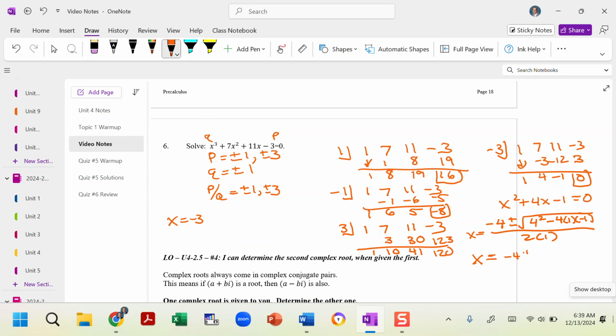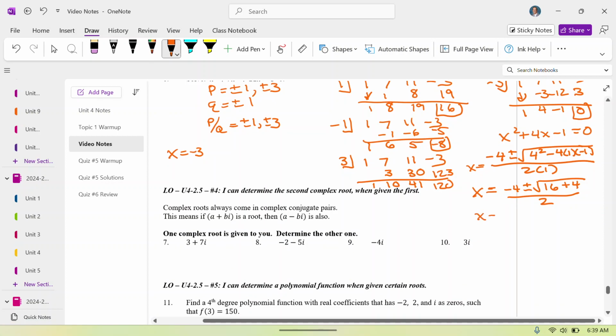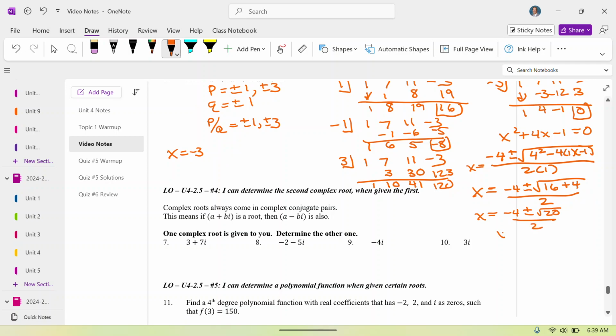So we get negative 4 plus or minus the square root of 16 plus 4 all over 2. And then it's going to be negative 4 plus or minus the square root of 20 over 2. And when you simplify the square root of 20, you get 2 rad 5. And then all of these are divisible by 2, so you get negative 2 plus or minus rad 5. So those are your other two answers, negative 2 plus the square root of 5 and negative 2 minus the square root of 5. So those are your three answers.